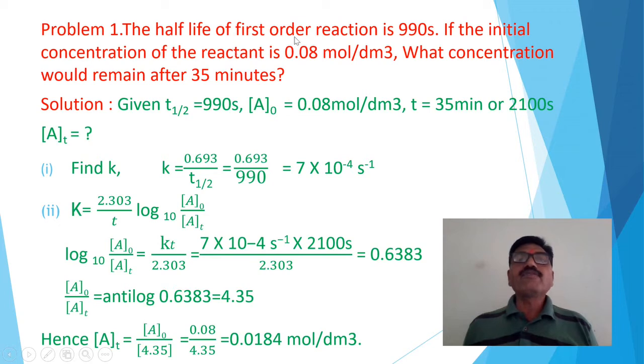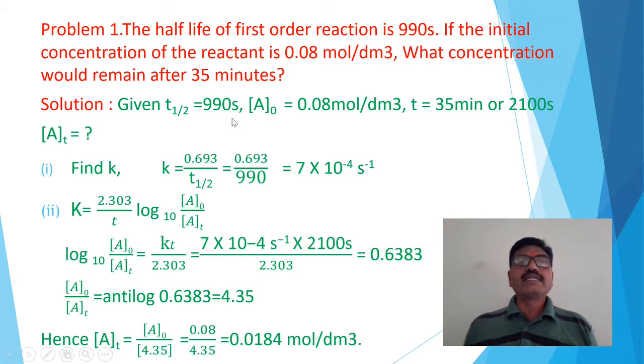The half life of a first order reaction is 990 seconds. If the initial concentration of the reactant is 0.08 moles per decimeter cube, what concentration would remain after 35 minutes? Read the numerical very carefully and see what is given there. The half life is given. We have already seen the half life derivation for the first order reaction. So given, T half is equal to what?